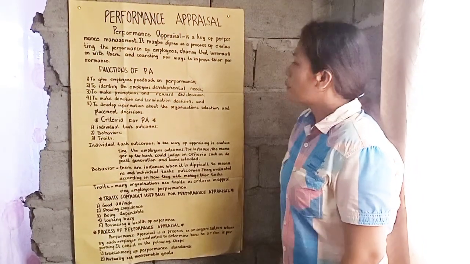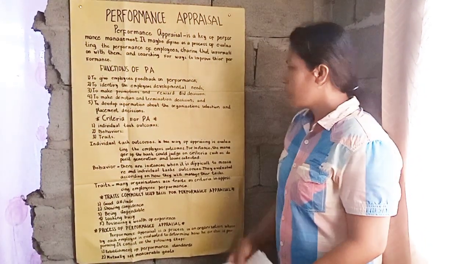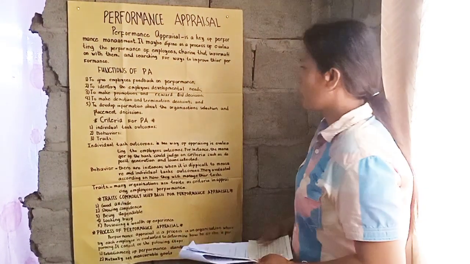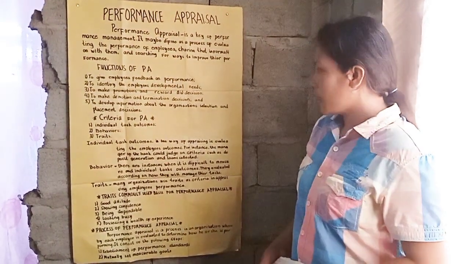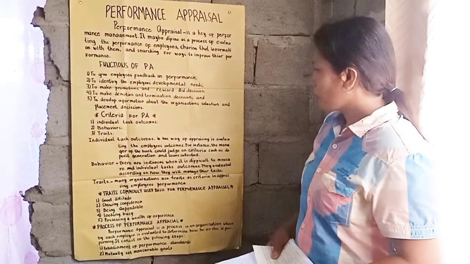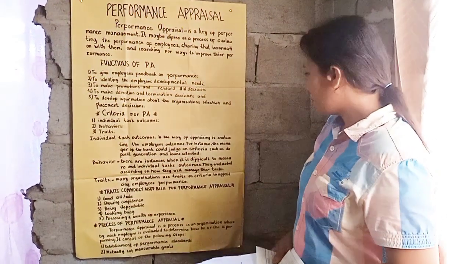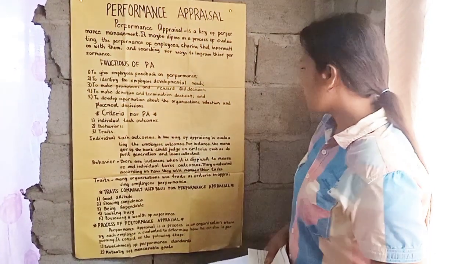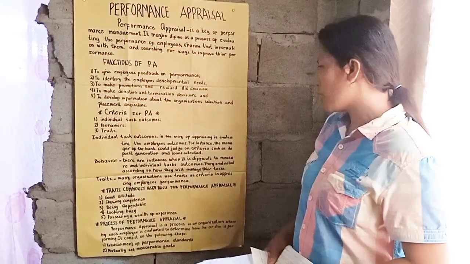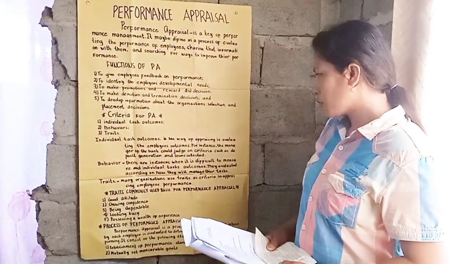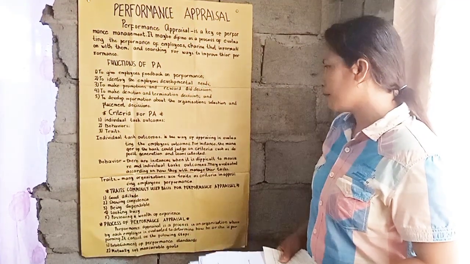Criteria of performance appraisal are individual task outcomes, behaviors, and traits. Individual task outcomes is one way of appraising: evaluating the employee's outcomes. For instance, the manager of the bank could judge on criteria such as deposit generation and loans collected.